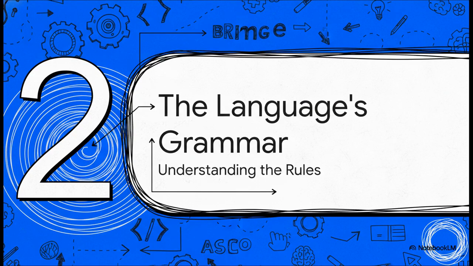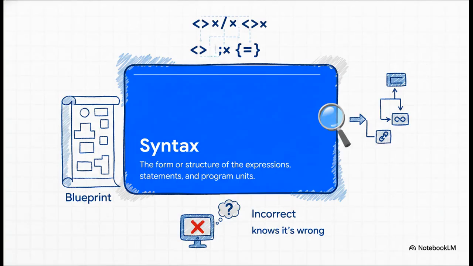So now we have our categorized words. But just knowing what the words are isn't enough, right? You also need to know how they can be put together correctly. You need to understand the rules of the sentence. And in programming, that means understanding the language's grammar. That rulebook is called syntax. Every single programming language has one, just like English or Spanish has a grammar.